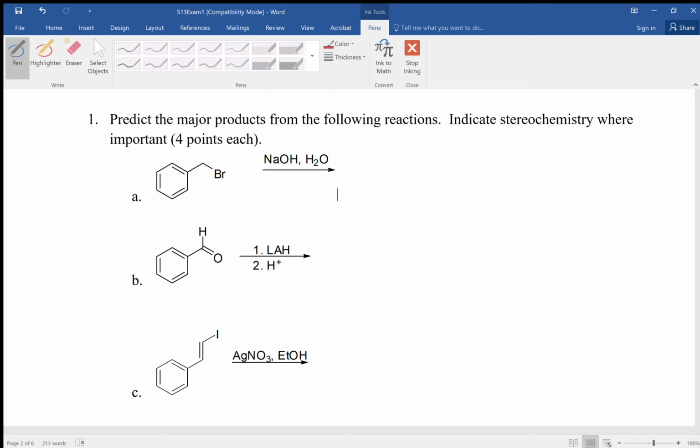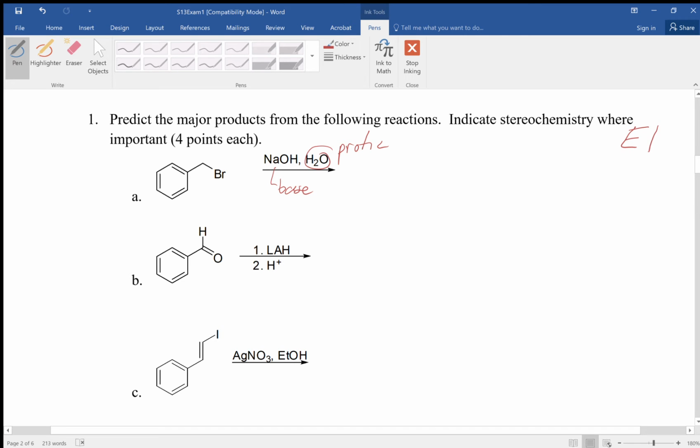We have sodium hydroxide and water. Water we know here, of course, is the solvent, and sodium hydroxide is something we would regard as a base. So with a polar protic solvent, which is water, and a base in sodium hydroxide, our initial expectation would probably be that this reaction would be E1.